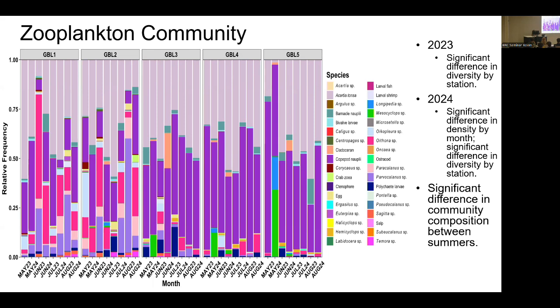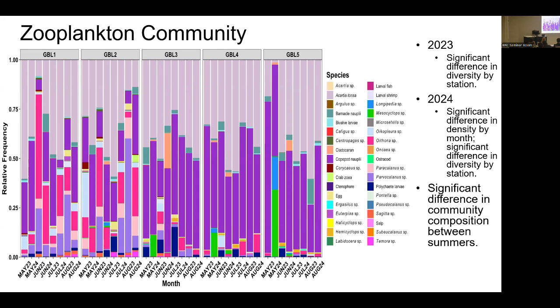And then in 2024, there were actually significant differences in density by month, and that was between May and June of 2024. And there were additionally still significant differences in diversity by station with the same stations, but with the addition of stations 2 and 3, which typically are much more similar as, locationally, they're relatively close together. But station 2 during the freshwater inflow event was not as affected as station 3 was.